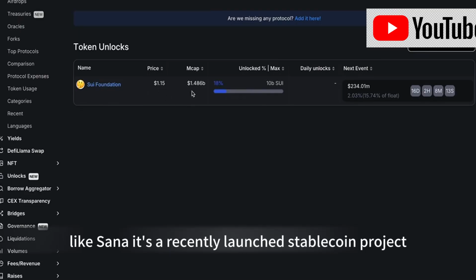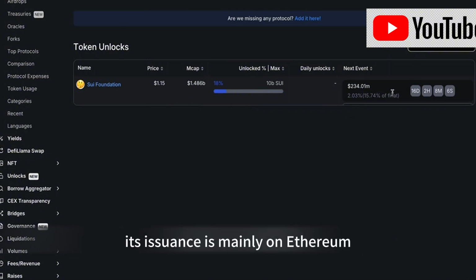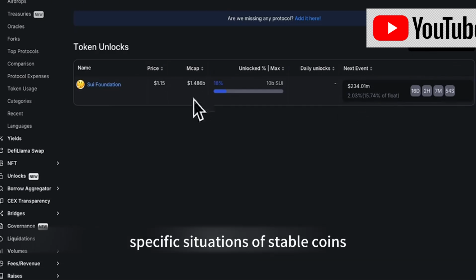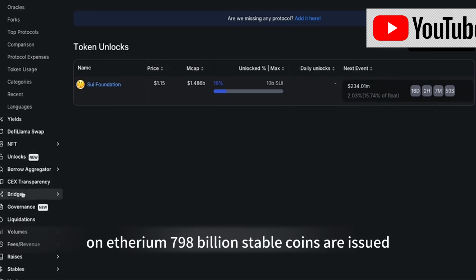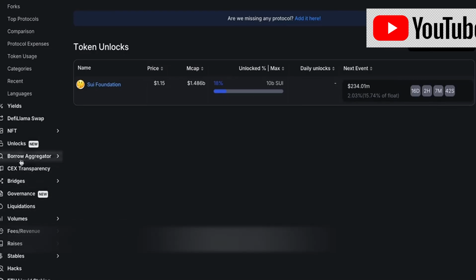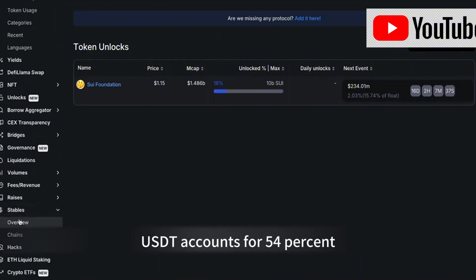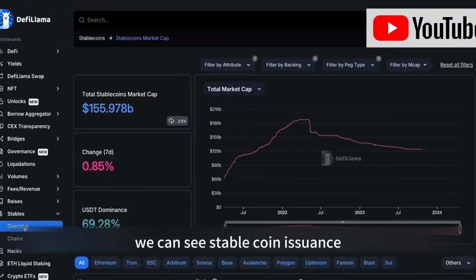Like Sana, it's a recently launched stablecoin project. Its issuance is mainly on Ethereum. I think this project has quite a trend. You can research it. It's called the Next Luna. This chains section shows specific situations of stablecoins on various public chains. On Ethereum, 79.8 billion stablecoins are issued. USDT accounts for 54%.